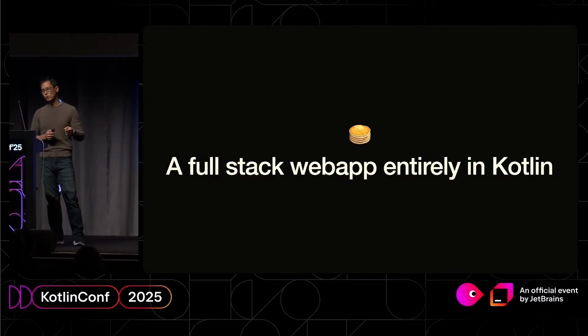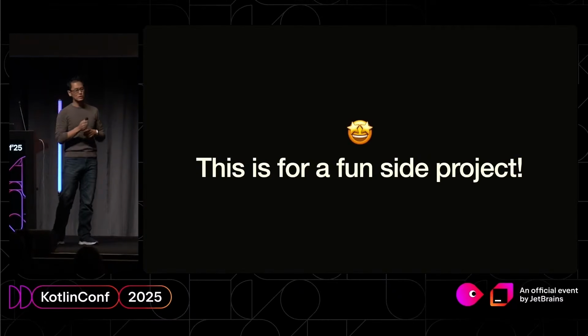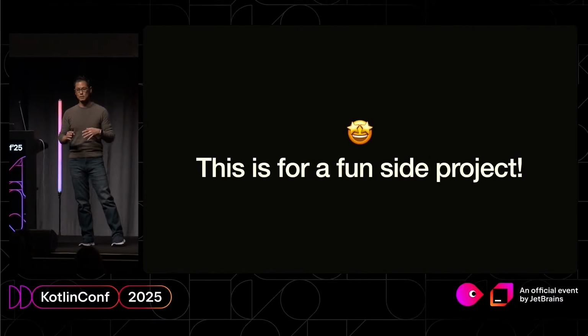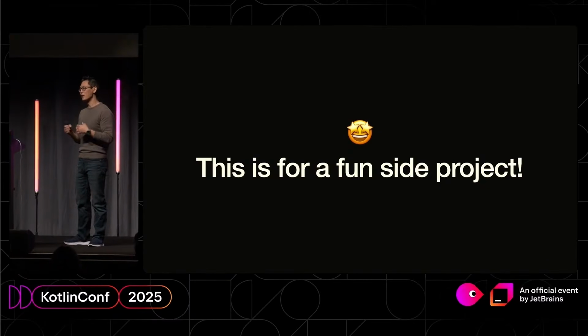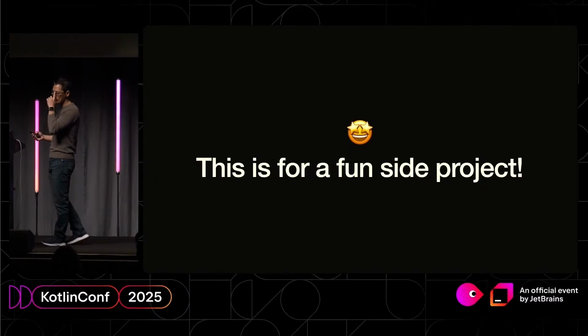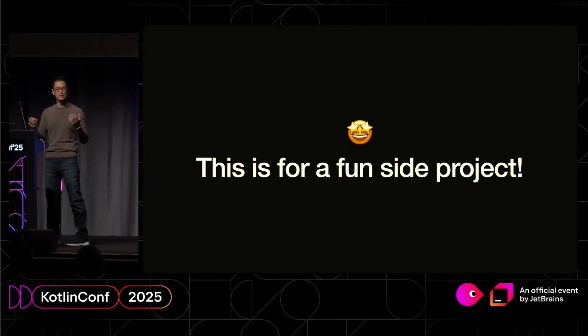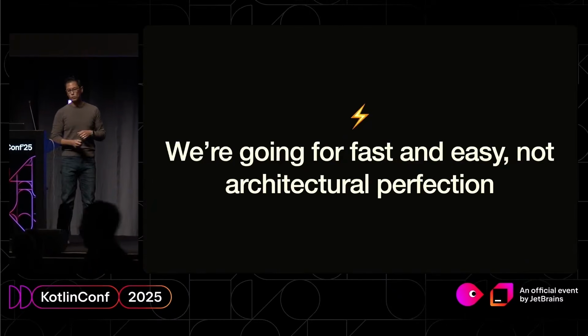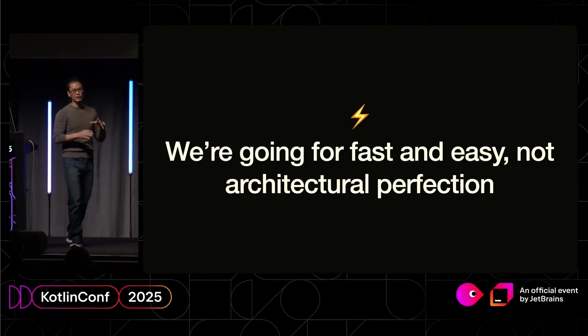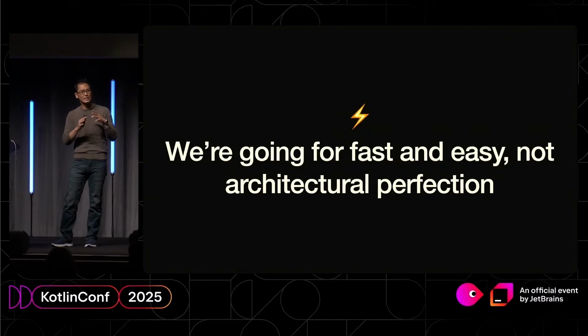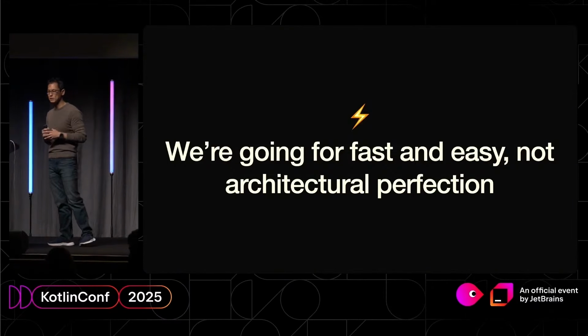Before we jump into the code, I just want to lay the framework of what the assumptions are. This is for a fun side project type thing. You could use it in production. There are elements of this that I have used, some of it I have not, but this is intended to be for a fun little side project. We are going for fast and easy, not architectural perfection. We're not going to try to make this picture perfect to any particular architecture.